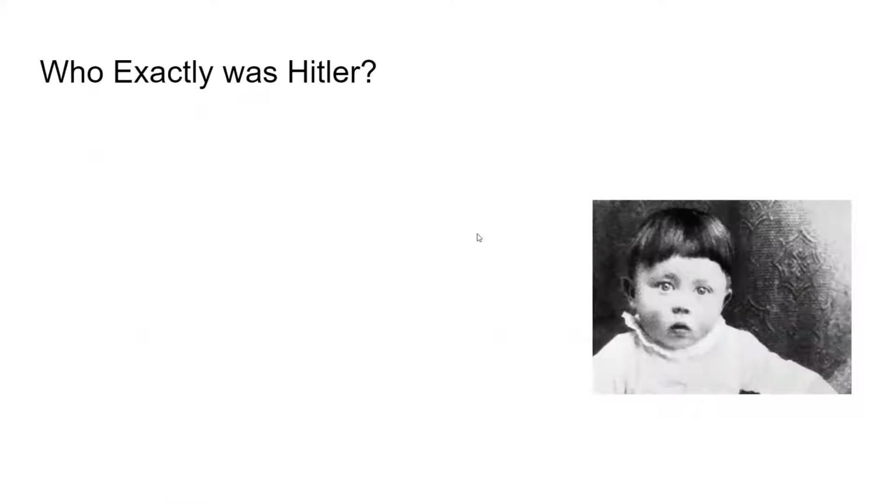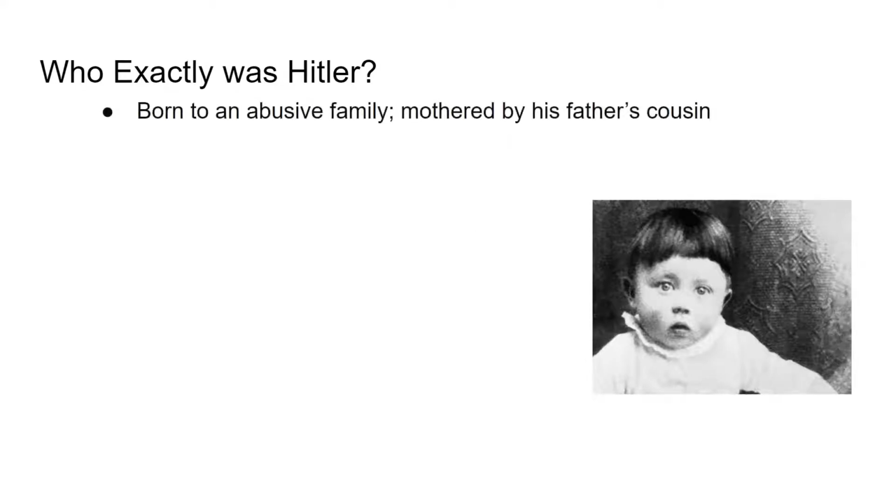Let's ask the question of the century. Who exactly was Adolf Hitler? He was born to a quiet and abusive family. For more details on that, please watch the Oversimplified video. And all I will say on that, and on the other issue regarding his childhood, is that he was mothered by his father's cousin. That's all I will say.